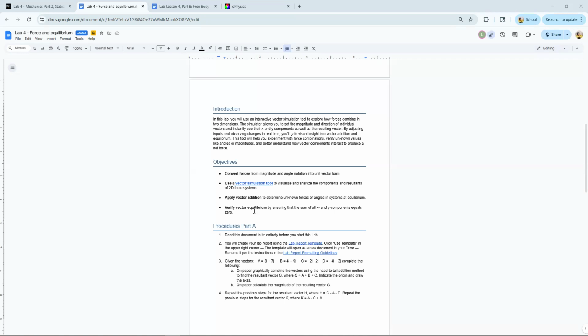And all of them are based on equilibrium because we know that we have different equilibrium situations in this lab. And based on the equilibrium, we are trying to find the unknown values.